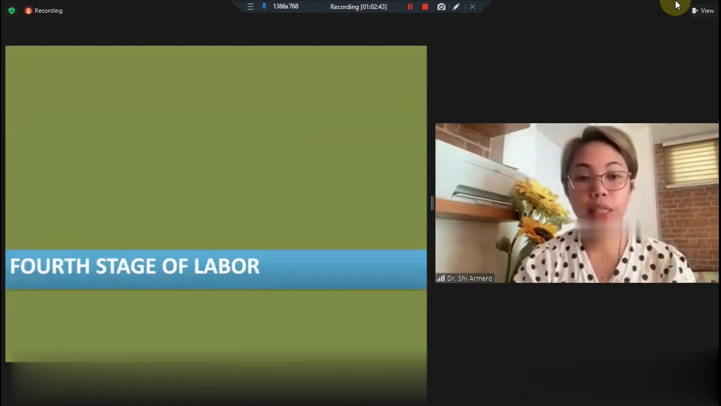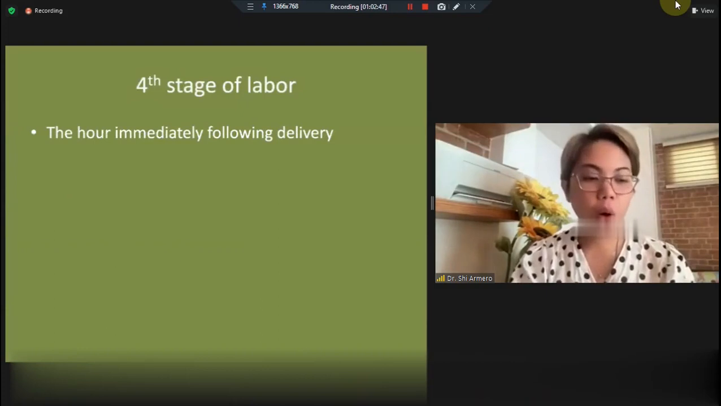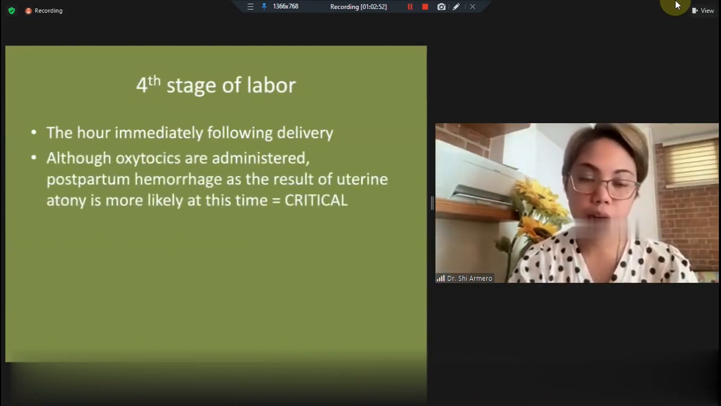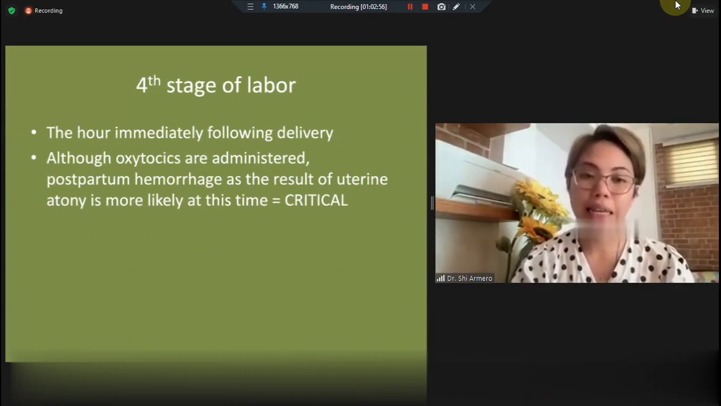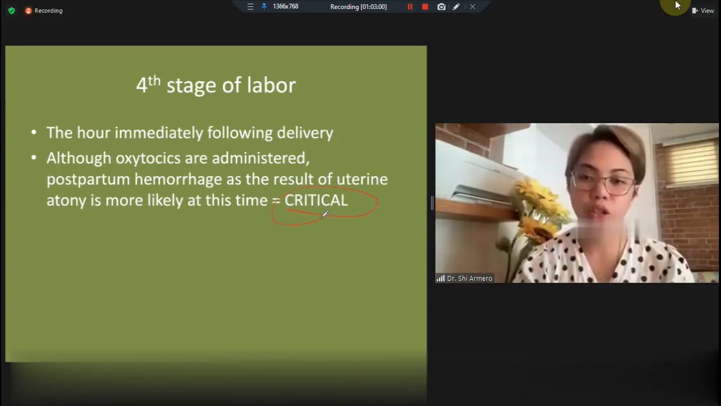Oh, there's still a fourth stage. The fourth stage is the hour immediately following delivery. Although oxytocin is administered, postpartum hemorrhage as a result of uterine atony is more likely at this time. That's why it's a critical time, and that's why the fourth stage of labor was included.